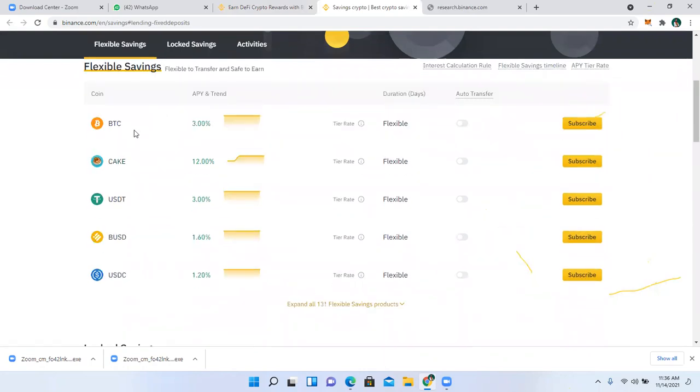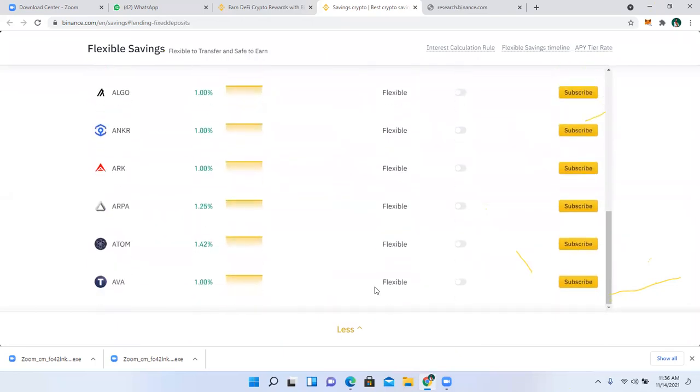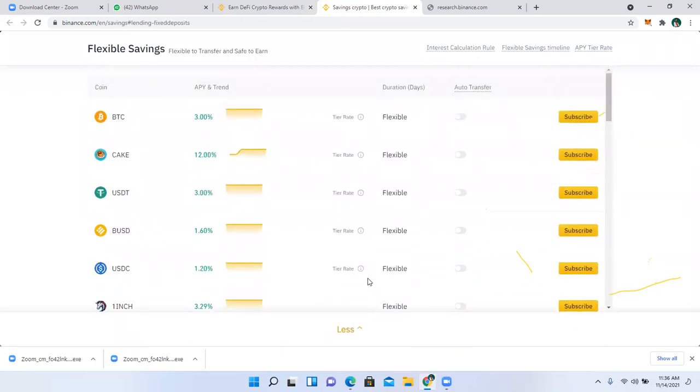So I can save Bitcoin, I can save Cake, I can save USDT, BUSD, USDC. These are the coins I can save, and there are other ones too that I can see. Now this is the APY. APY means annual percentage yield. It says any amount of BTC I save, I'll be earning 3% per year, but the gains are accumulated daily.